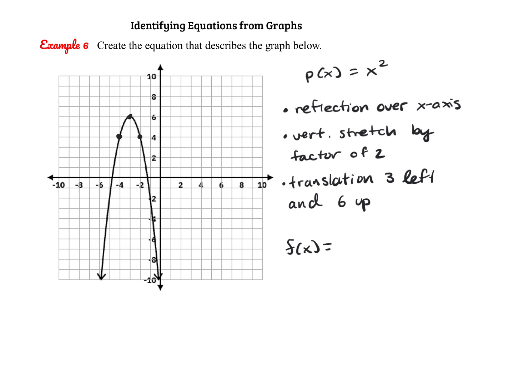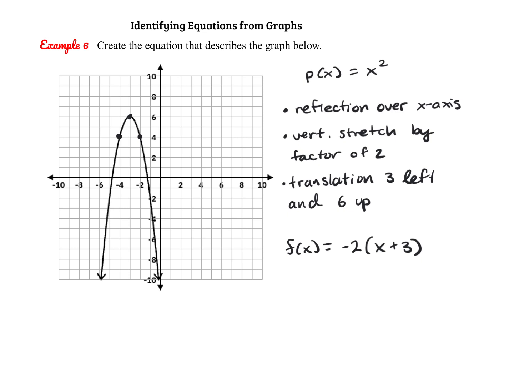The reflection and the stretch are both vertical, so those are going to be multiplied out front. So I'll say negative 2. Now, the only thing that's horizontal here is that shift to the left 3 units. So that's the only thing that's going to be grouped specifically with x. And if I want to shift it to the left 3, I'm going to add 3 to x.